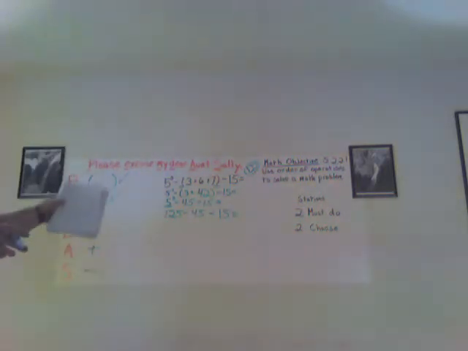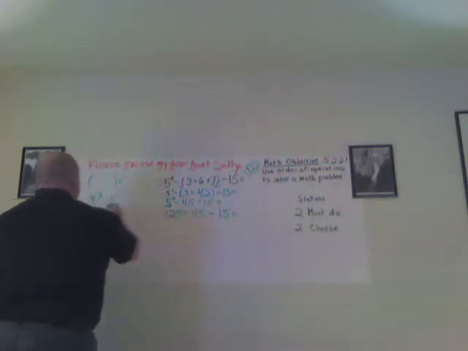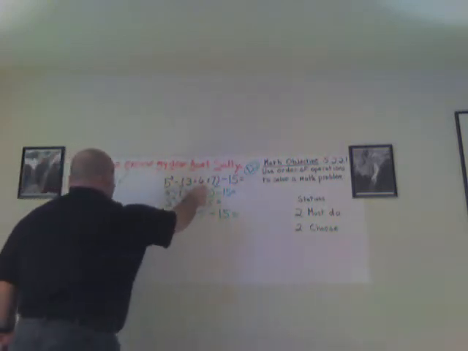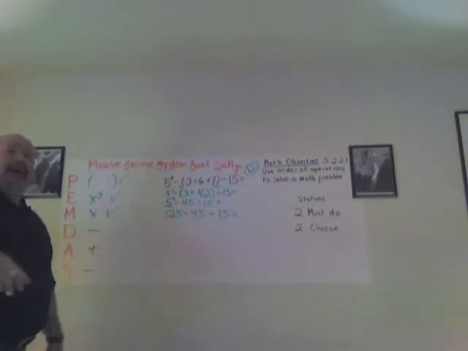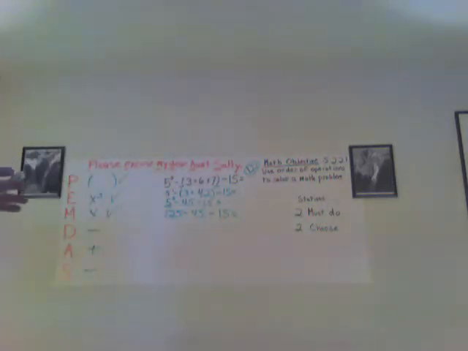Our next stage is going to be M, my multiplication. Do we have any more multiplication left? Nope, we have a subtraction, we have a division. We've already done our multiplication up here, so we're going to go back to division. And again, step by step.